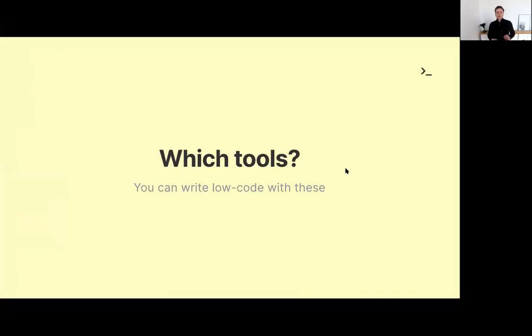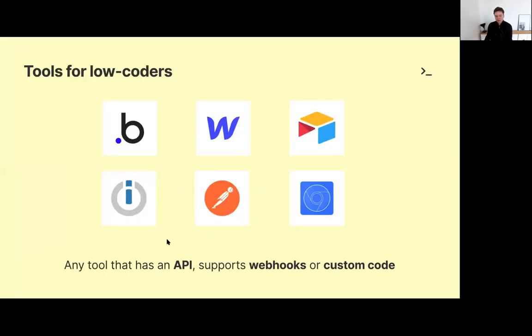I didn't notice. So tools, which tools? Already mentioned the part of code or the beginning of code that you should learn. Which tools can you work with? So the basic rule of thumb is, if it has an API, if it supports webhooks, or if it allows you to write custom code, such as Webflow or Bubble, then you can do low-code stuff with it.